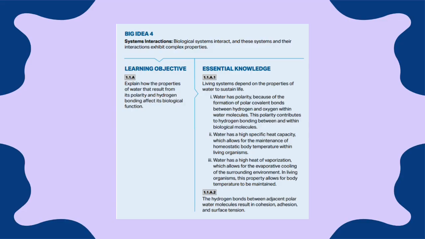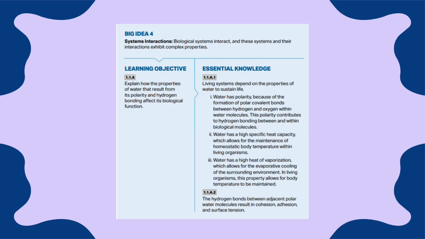And so we can see that the big idea is system interactions. So, how does one thing influence other things? And the recommended skill is visual representations. So, that means you should probably be practicing how to draw and create these representations on your own to see if you actually know how to do it.